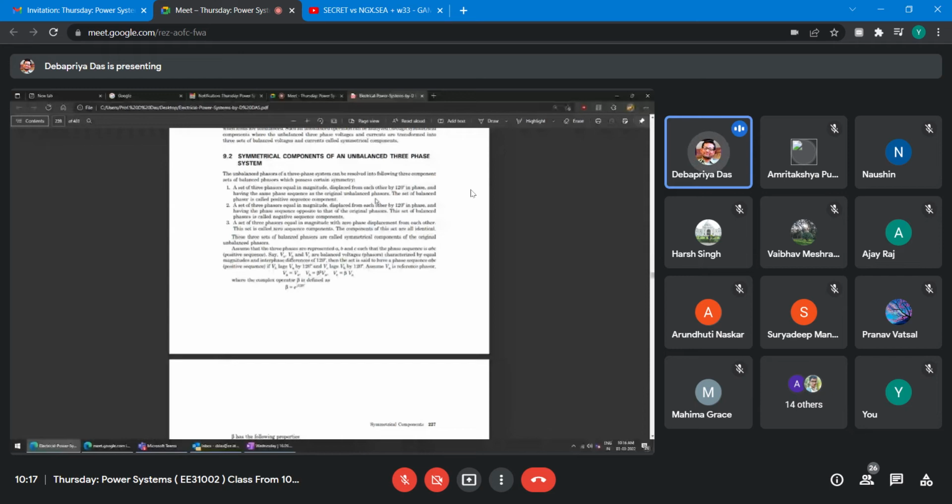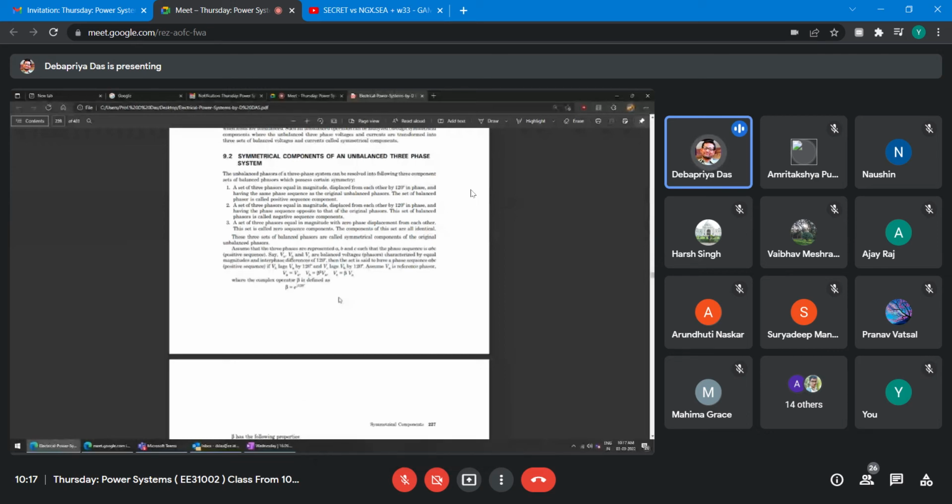And another thing, a set of three phasors equal in magnitude with zero phase displacement, I mean they are all in the same phase with respect to each other. This is called the zero sequence component. The components of this set are all identical, I mean A, B, C, all along the same phase. So these three sets of balanced phasors are called symmetrical components of the original unbalanced phasor, right?